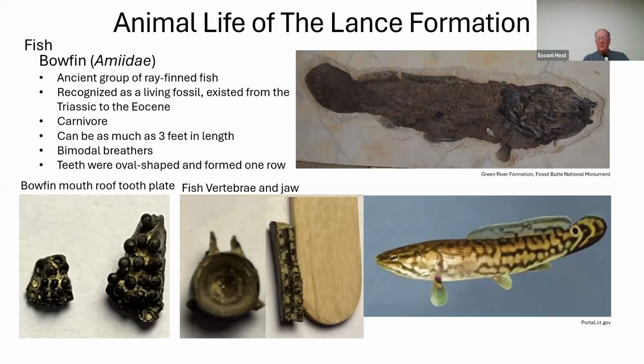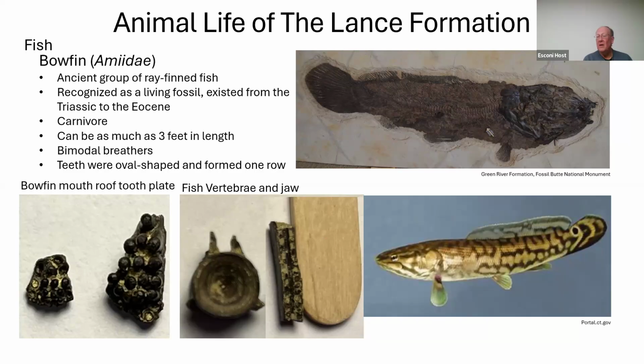Getting into the fish, you can find bowfin jaw plates, bowfin fish bones. They're an ancient group of ray-finned fish, recognized as living fossils. They are bimodal, which means more or less they can both breathe air and breathe water. Their teeth are oval-shaped and formed in one row, as you can see with the popsicle stick holding up a jawbone. They were carnivorous and quite large.